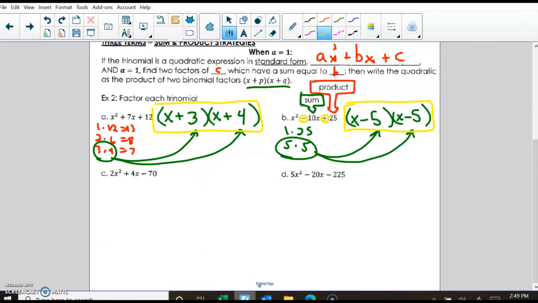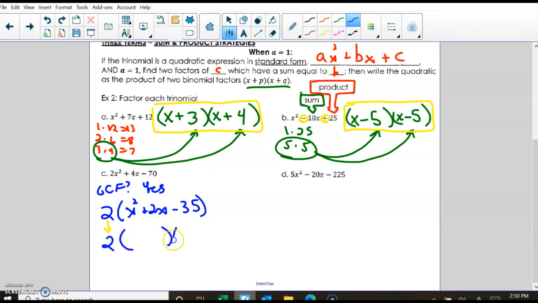When we get to problem C and D, the first thing we're supposed to check for every single problem is, does it have a greatest common factor? Yes, it does. This problem has a GCF of 2. So we need to remove the 2 from each term in the trinomial. That gives us x squared plus 2x minus 35. The 2 continues to stay in the problem. And then we factor the trinomial.